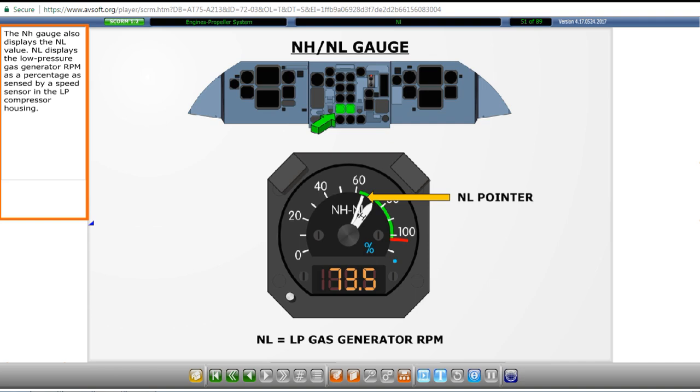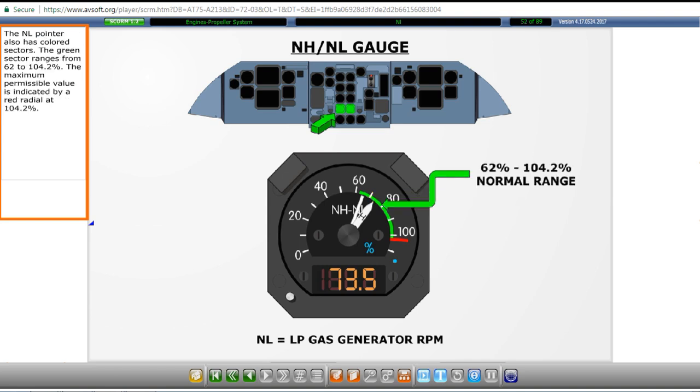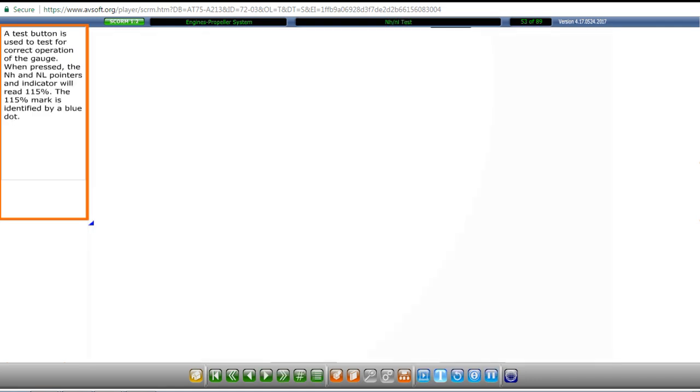NL displays the low-pressure gas generator RPM as a percentage, as sensed by a speed sensor in the low-pressure compressor housing. The NL pointer also has colored sectors. The green sector ranges from 62 to 104.2%. The maximum permissible value is indicated by a red radial at 104.2%.